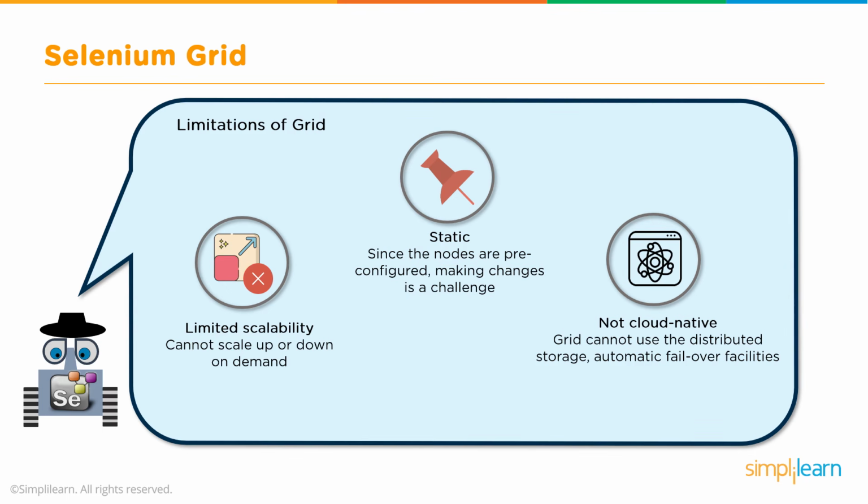And as a result of this, it isn't optimized to take advantage of things like, say, distributed storage, dynamic scaling, or even automatic failover. So these are some of the limitations of the grid.